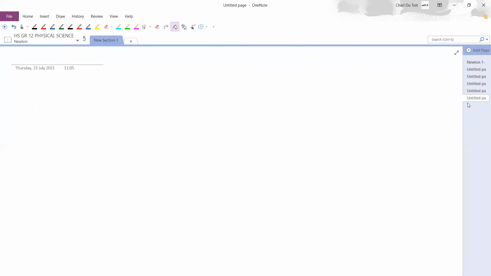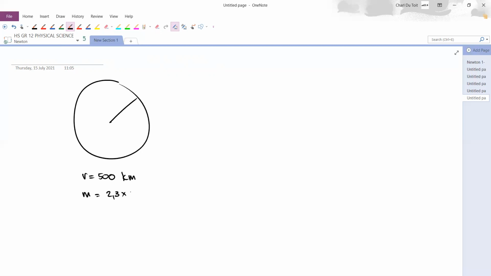Yes. Okay, so now I have an object here. It's like a planet or something. And let's say it's got a radius of what? 50,000 kilometers. So that's a lot, eh? That's too much. Let's say it's got a 500 kilometer radius. And it's got a mass of 2.3 times 10 to the power of 15 kilograms.